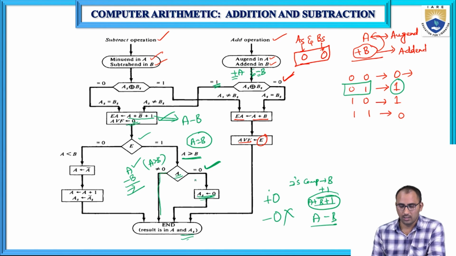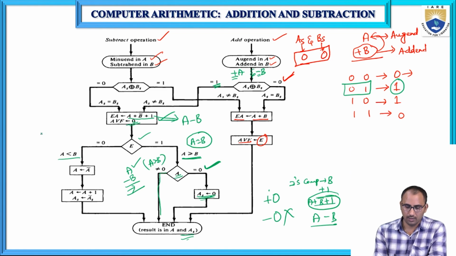So this is one. Similarly, if A is less than B, that means you are performing B minus A. We are performing B minus A operation. So that's why A bar will be loaded into the A. Okay. Here A less than B.